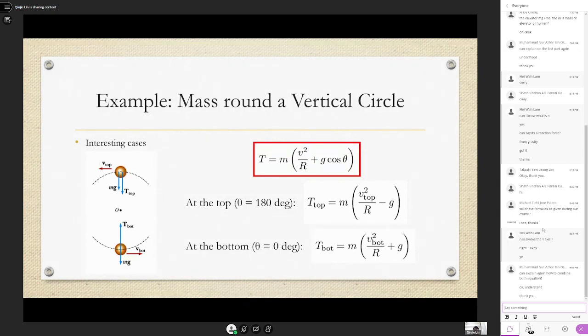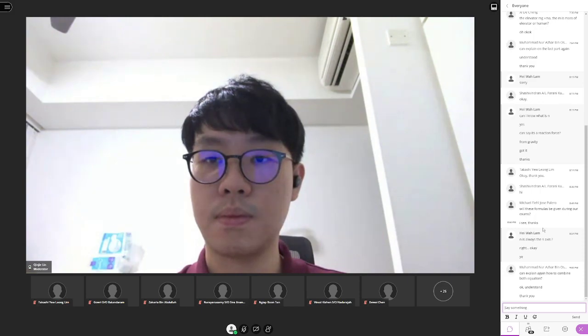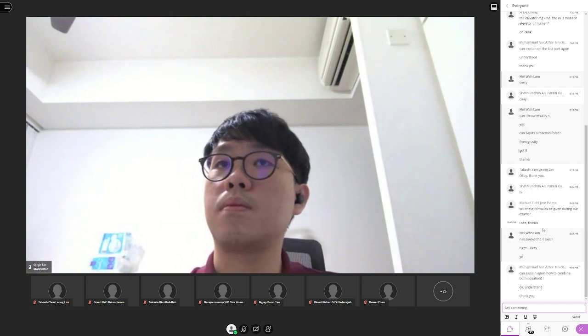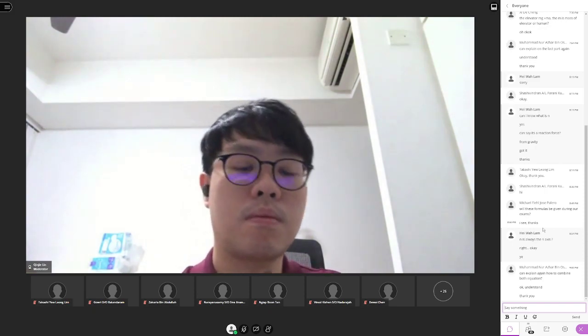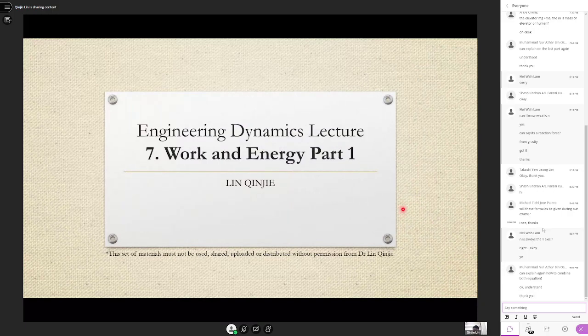With no questions for now, let's go into topic 7. We are moving into another, not really new, but kind of different topic. We're not focusing on forces anymore, though of course forces will still appear. It's on energy. Topic 7 is on work and energy. So 7 and 8 are both on energy. Today we'll do half of it, which is 7.